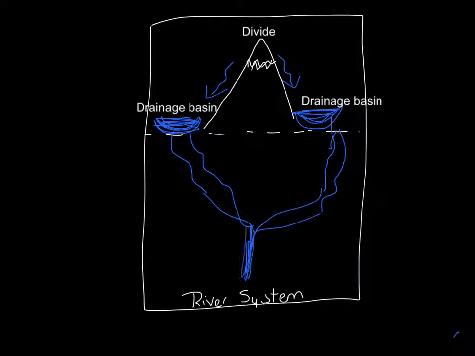Now the streams that pour into a river, or smaller rivers that pour into a larger river, are called tributaries. So these are called tributaries. And that's the parts of a river system. So now we're going to turn the flap, and we're going to move on to how rivers erode the land.